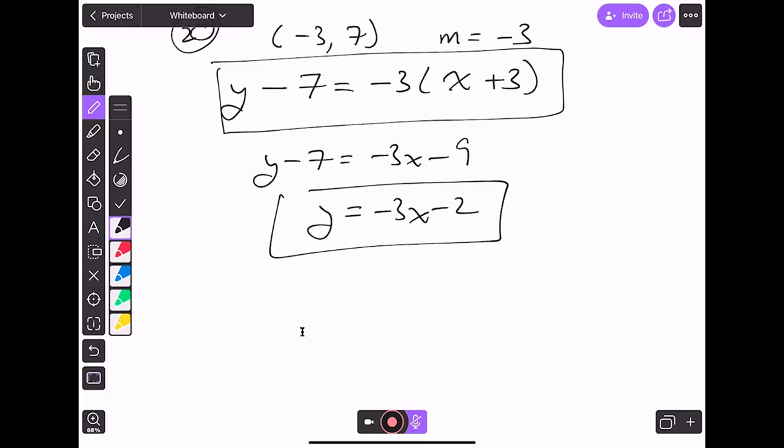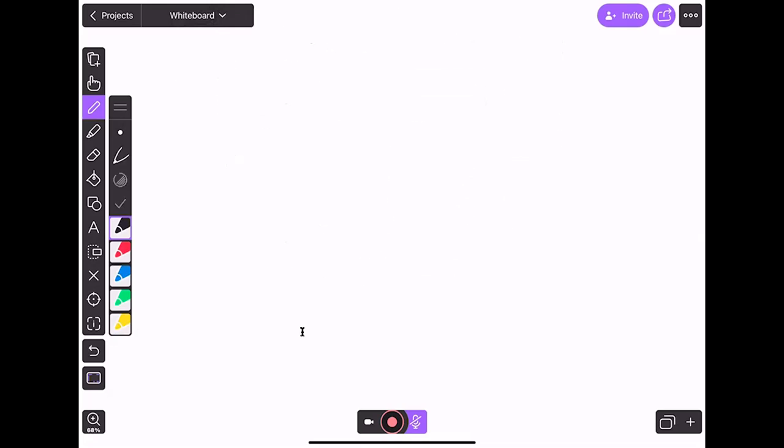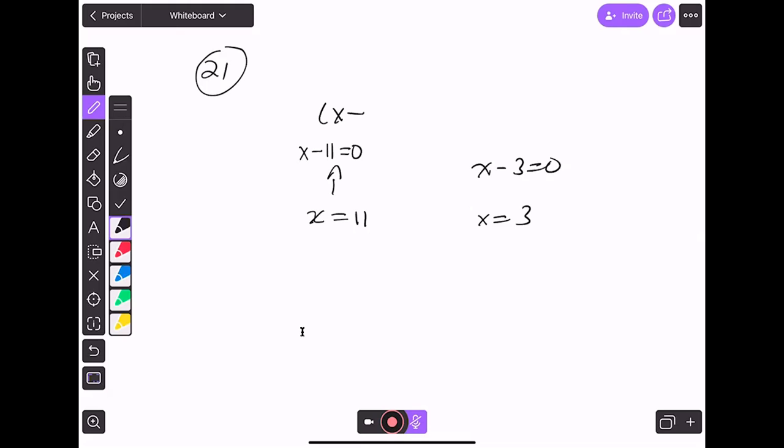Let's go to 21. And what's 21? Write a quadratic equation that has integer coefficients with solutions 11 and 3. So put this over here. I'm going to work my way backwards. All I'm doing is working my way backwards. Might seem strange to you, but we're working backwards.